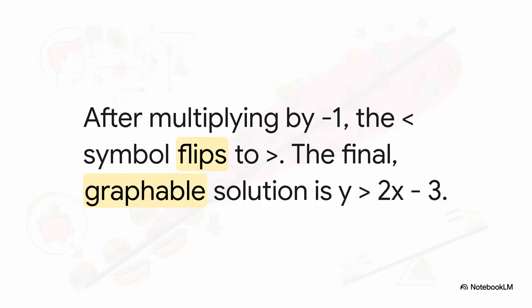So after we multiply everything by -1, our original less than symbol does a backflip and becomes greater than. We're left with y is greater than 2x minus 3. And this is what we can actually graph. It's a dotted line with the shading above it. See how that one little flip changed everything?